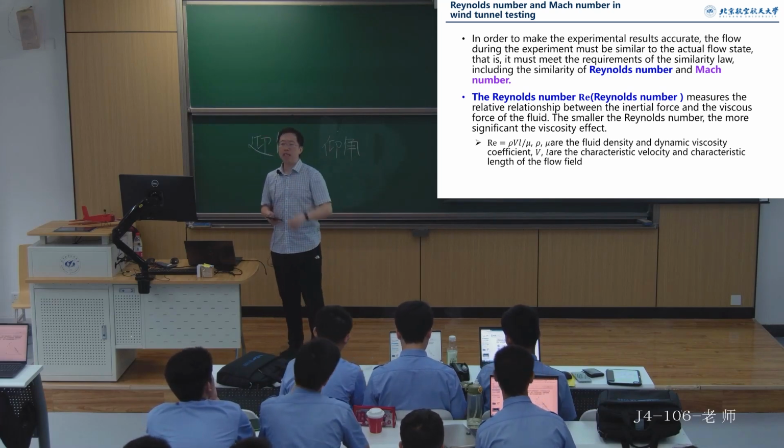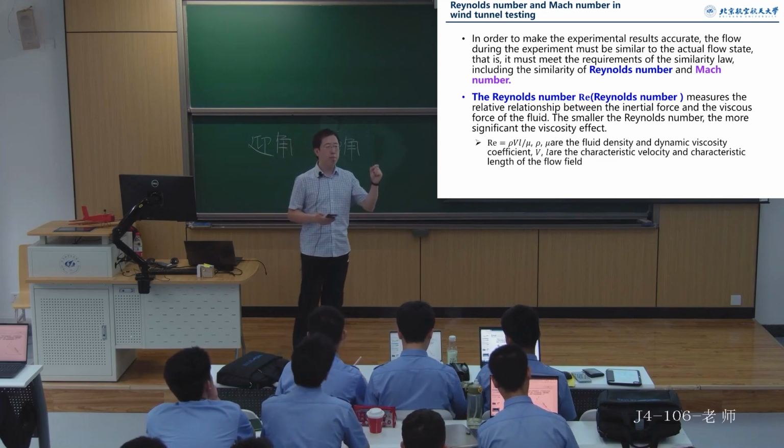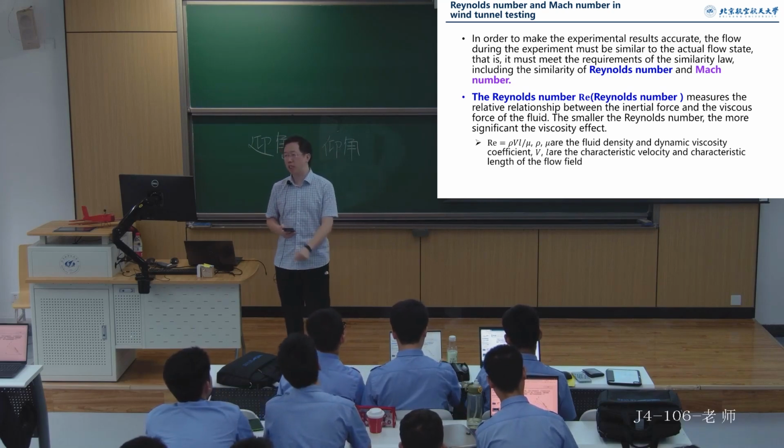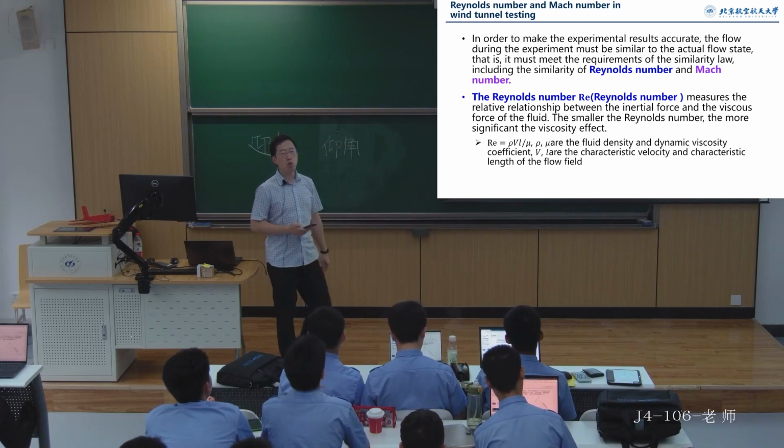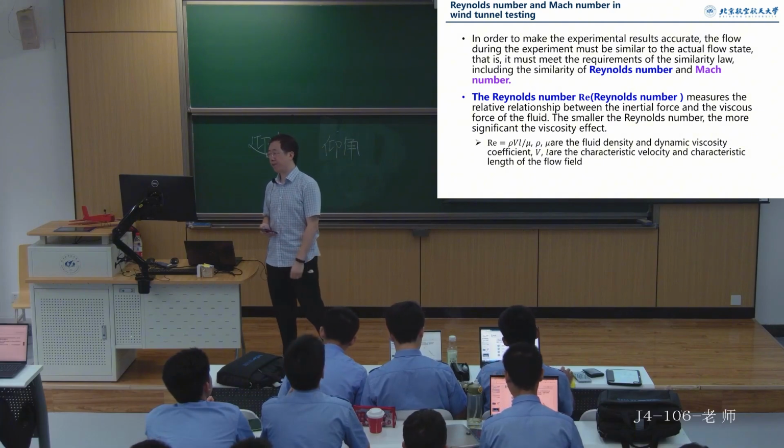So, what about the other similar parameters? Their impact is relatively weaker than the angle of attack, but they are also particularly useful, and I hope our students can understand them. These two parameters are called the Reynolds number and the Mach number.